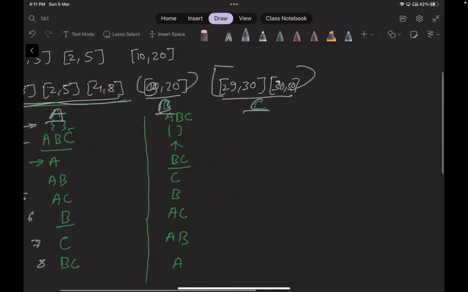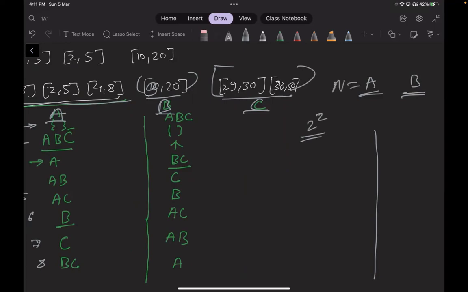Similarly, what will be the answer if we have only 2 groups, A and B? In how many ways can we place them? Two squared. This is nothing but finding the total number of subsets. If we have n groups, we can have 2 power n subsets. Taking AB as an example: empty is one subset, then only A, then only B, then AB. The remaining parts are the other half of the answer.